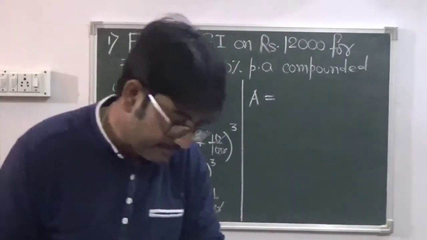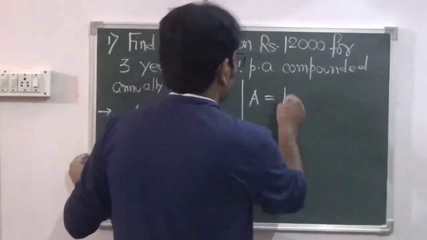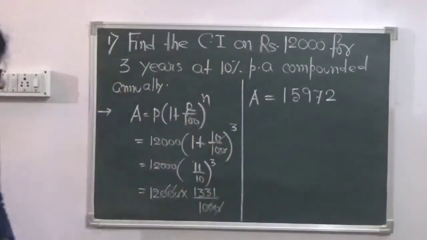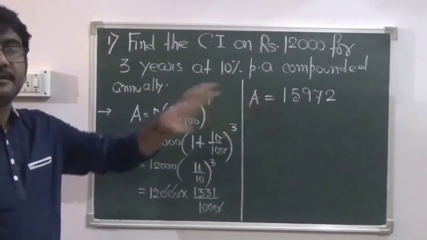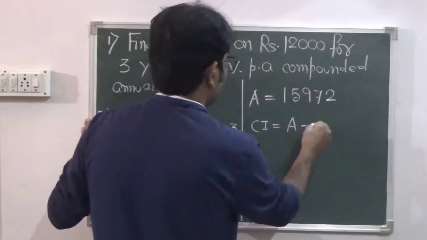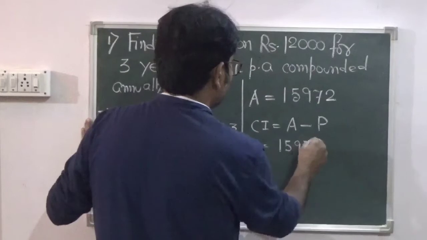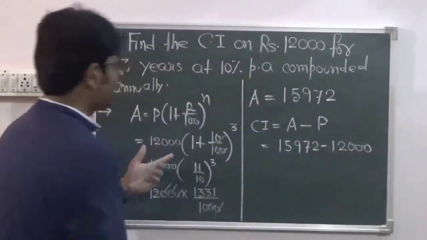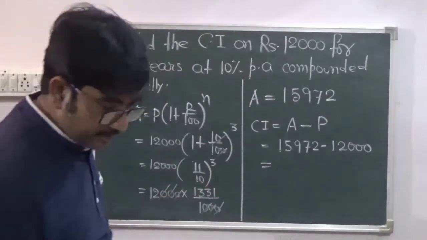1331 into 12, and that is coming to 15972. So this is the amount at the end of 3 years. Now you find the compound interest. Compound interest is amount minus principal. So this is 15972 minus 12,000, the original principal, and that is coming to 3972.